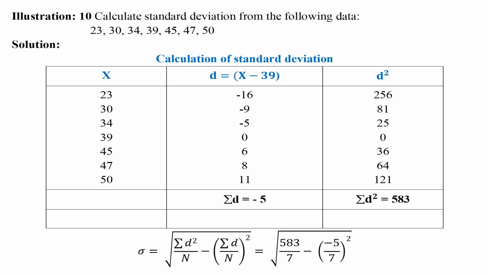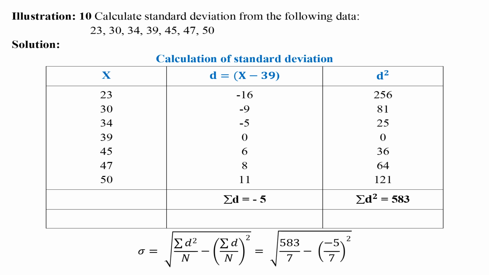The illustration is calculated through the assumed mean method. A middle value of the variables has been taken as the assumed mean. All variables should be deducted from this value. This is known as deviation. The square of it should be written in the third column. The sum of it and the sum of deviations taken from assumed mean should be applied in the formula to know the standard deviation.